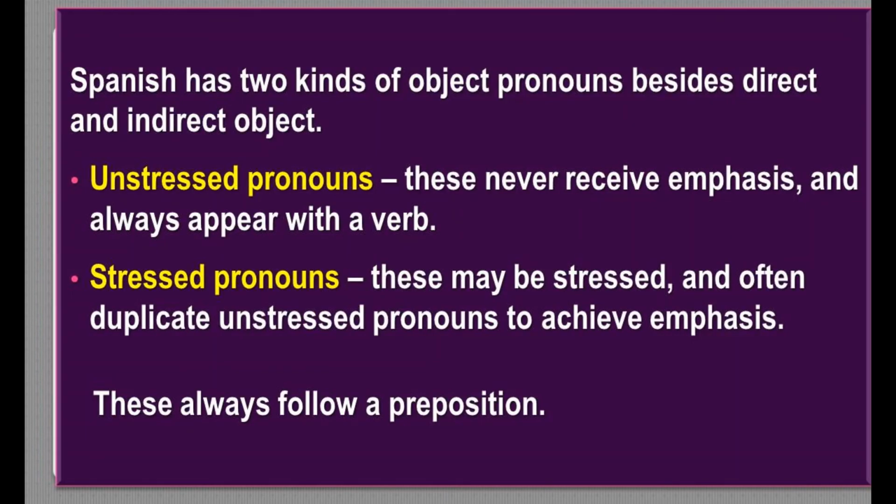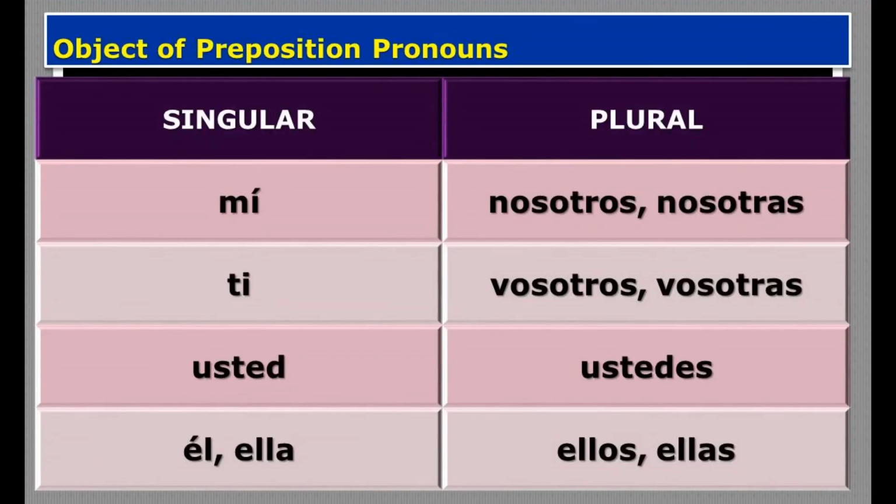Spanish has two kinds of object pronouns besides direct and indirect object. These are either unstressed pronouns, which never receive emphasis and always appear with a verb, or stressed pronouns, which may be stressed and often duplicate unstressed pronouns to achieve emphasis. These always follow a preposition. So, in the case of pronouns used as object of preposition, take note of those that have accent.